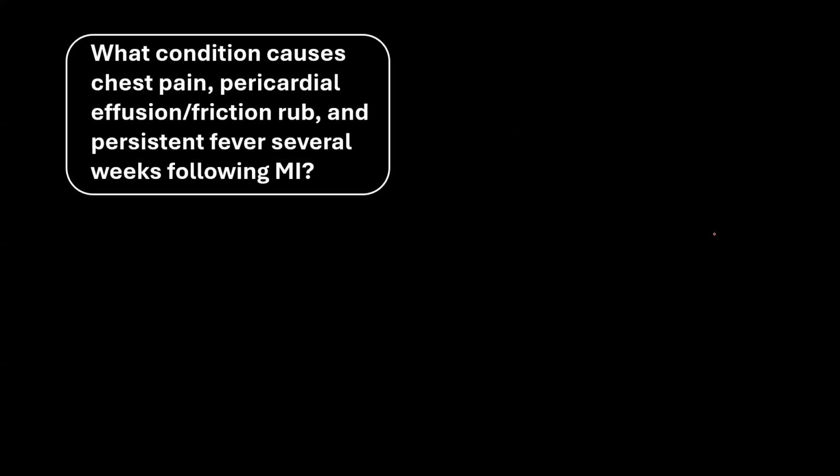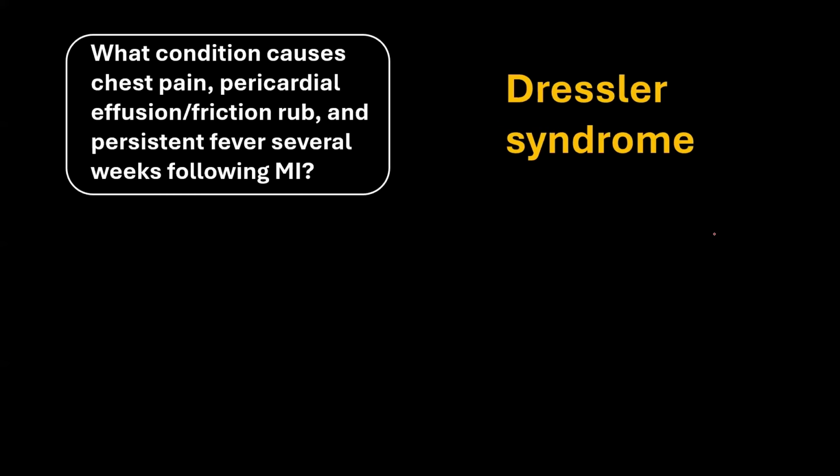Okay. What condition causes chest pain, pericardial effusion, and persistent fever several weeks after MI? All right, good. Dressler syndrome. And what exactly is Dressler syndrome? Good. It's an autoimmune pericarditis. How do we treat Dressler syndrome? Yeah, here you can use NSAIDs.